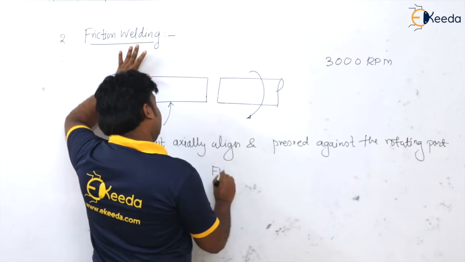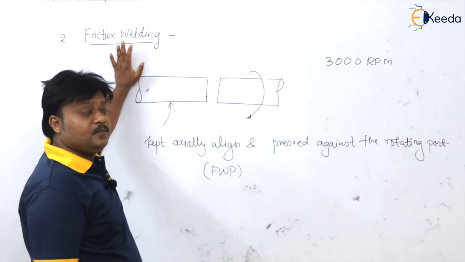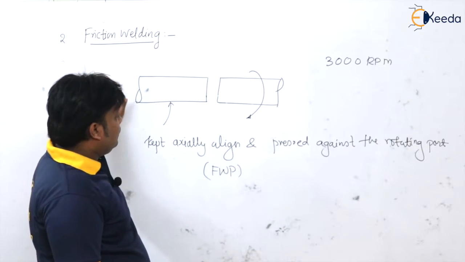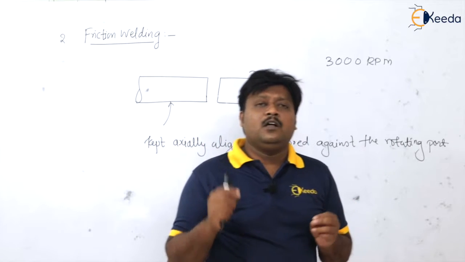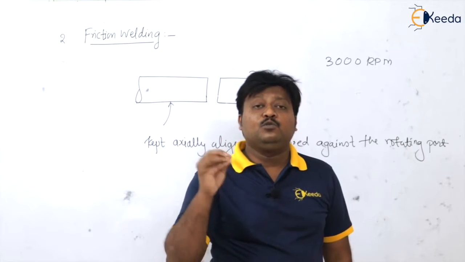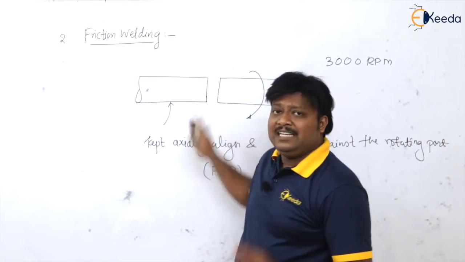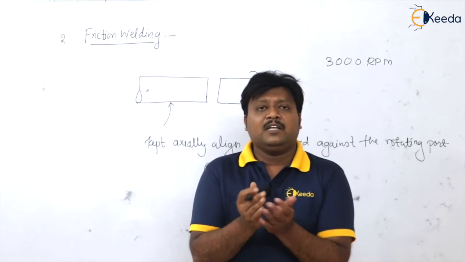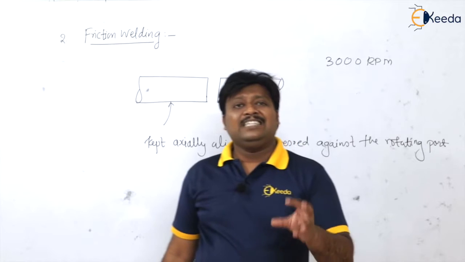The friction welding process. Understood? So very simple. This friction welding technique we can do on the center lathe, when the jobs are smaller in size. We can also do this operation on the center lathe machine.